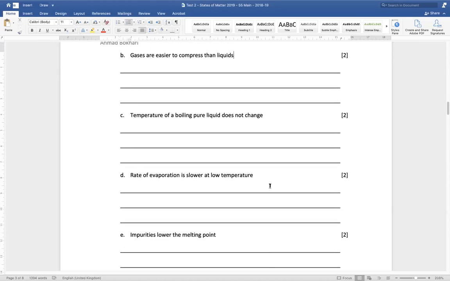Okay, explain why gases are easier to compress than liquids. Now remember, you have to get hints from kinetic particle theory for this, and you have to mention those words like particle, you have to mention forces, you have to mention distances. Those key points, if you mention those, it will be easier for you to explain and easier to score marks.